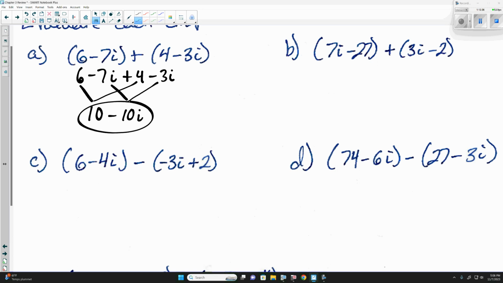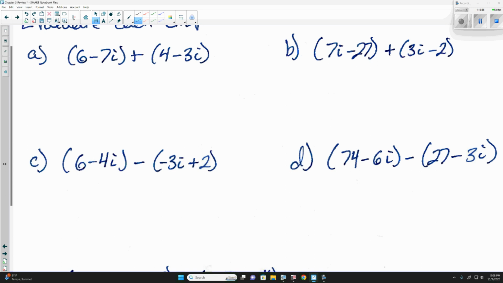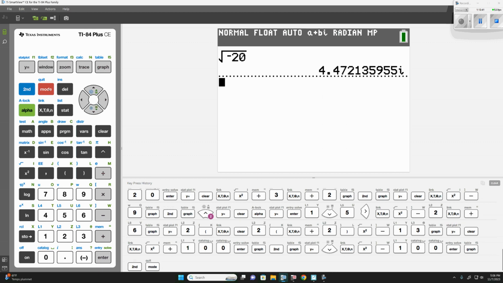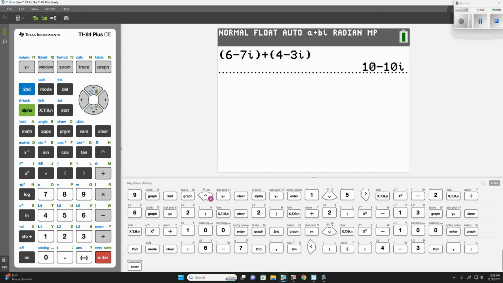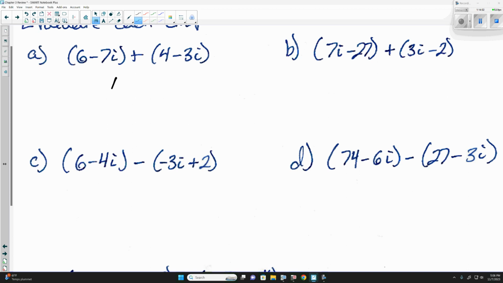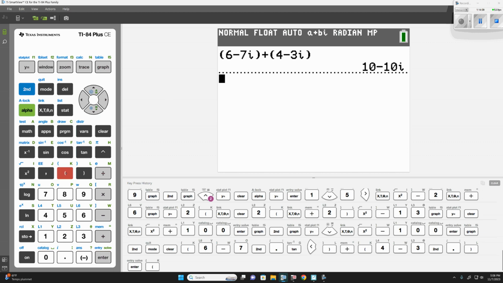We get this here. If we wanted to do this in the calculator, we would do it in the graphing calculator, and we would type it in exactly as we see it. 6 minus 7i. To get i, we're doing second decimal. Second decimal will give us i, plus 4 minus 3, second decimal will give us i. Enter: 10 minus 10i.